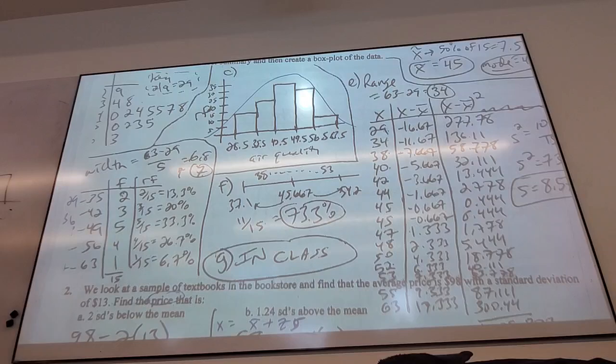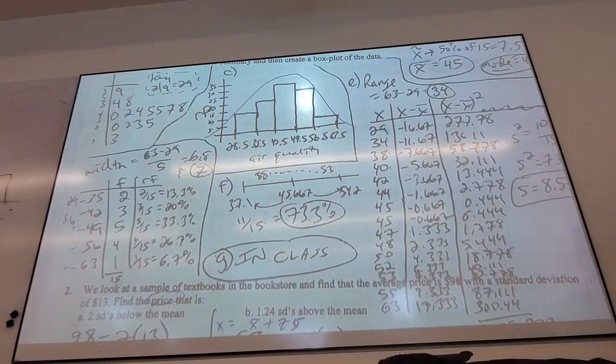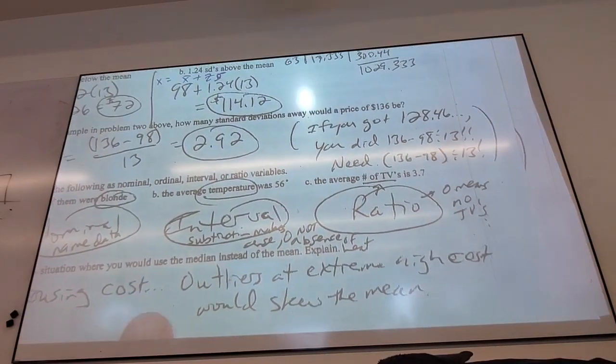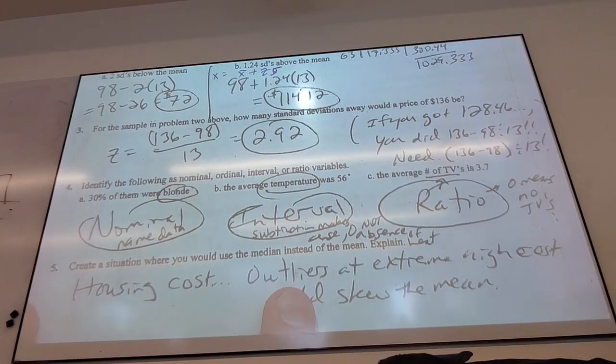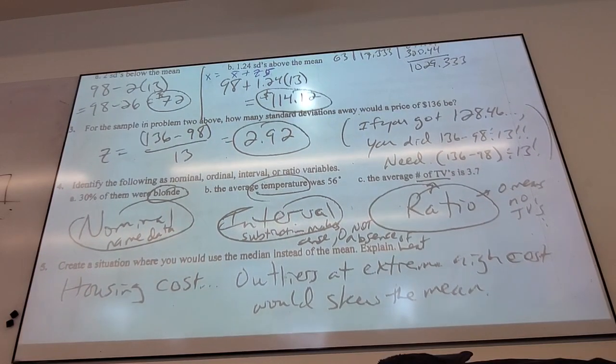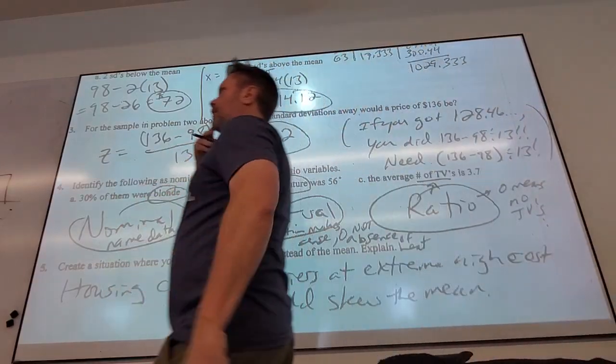What are you trying to say on number 5? Housing cost? There you go. Outliers at the extreme highest would skew the mean, yeah. Skew, which would pull it up towards it. Yeah, I think I got this.